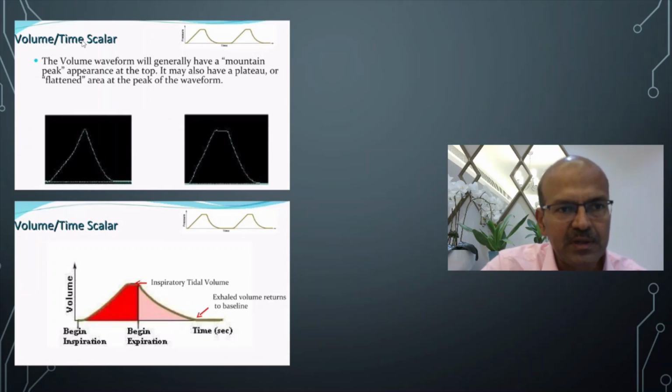The volume time scalar usually has a mountain peak appearance at the top, and it may also have a plateau at the peak. So you have a slightly different appearance compared to whether it is volume targeted, where the peak happens more acutely, and whether it is pressure targeted ventilation. If it is volume guarantee, you'll reach the same volume every time.